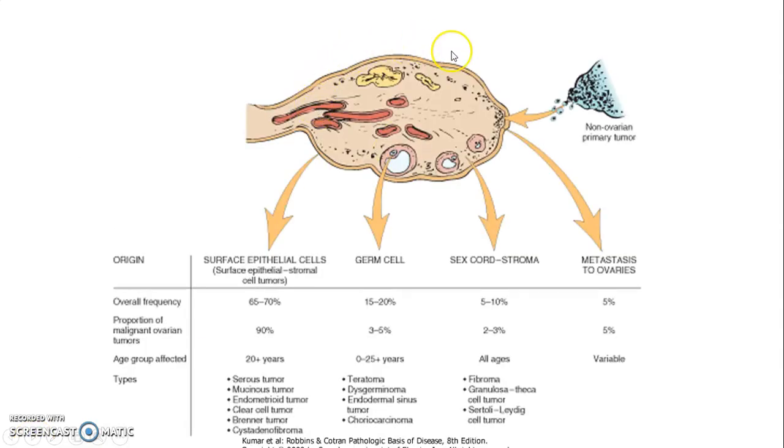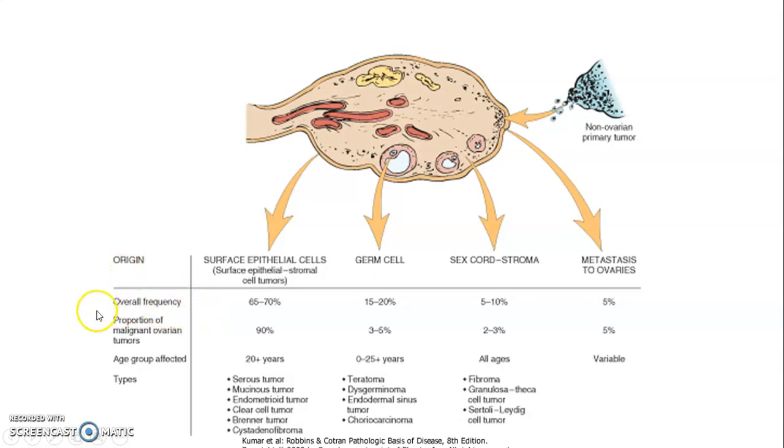So this is the ovary. This is the surface epithelium of the ovary. Tumors arising from surface epithelial cells are surface epithelial stromal cell tumors. These include serous tumors, mucinous tumors, endometrioid tumor, clear cell, Brenner, cystadenofibromas. Tumors arising from germ cells are teratoma, dysgerminoma, endodermal sinus tumor, and choriocarcinoma. Sex cord-stromal tumors: fibroma, granulosa cell tumors, and metastatic to ovary.